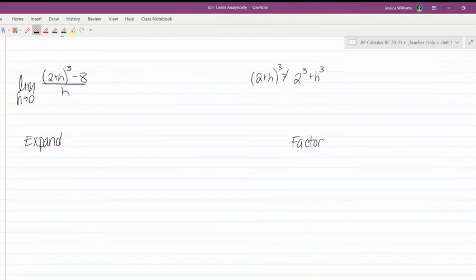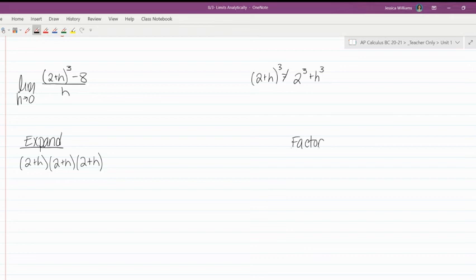But when I say expand, you could sit here and do 2 plus h times 2 plus h times 2 plus h. And I mean, I know you're lazy and you don't want to, but it's not terrible. It's not the worst thing that you would have to do. So you could multiply those out and then throw the rest of it in there. Do the minus 8, divide by h. It would go pretty quick.